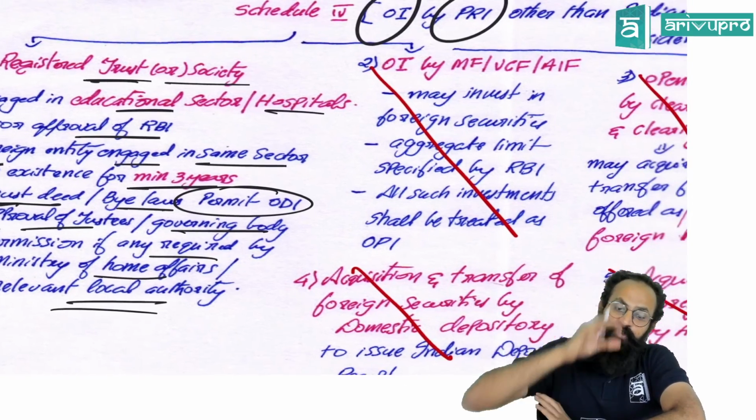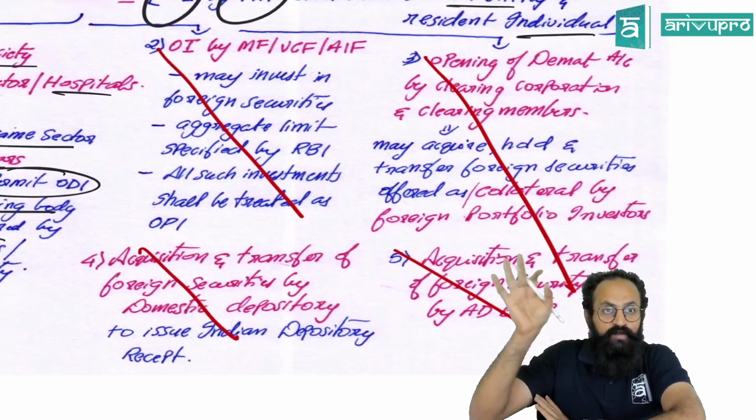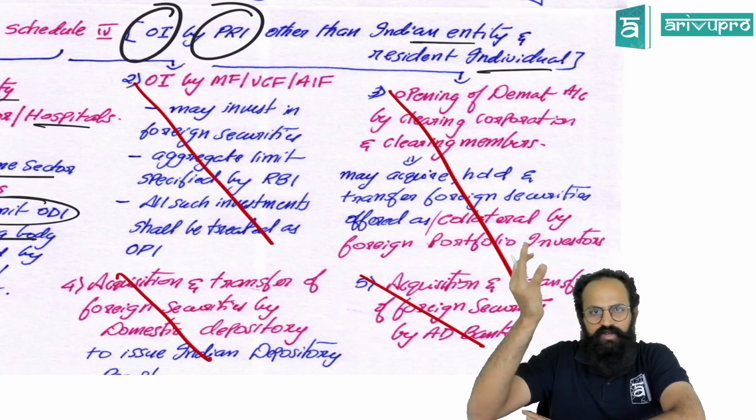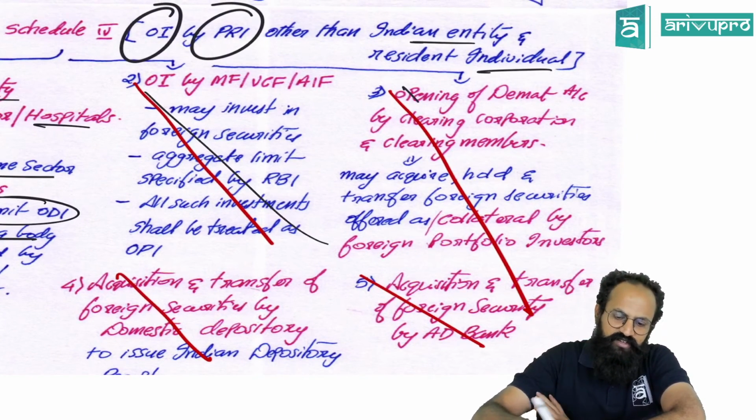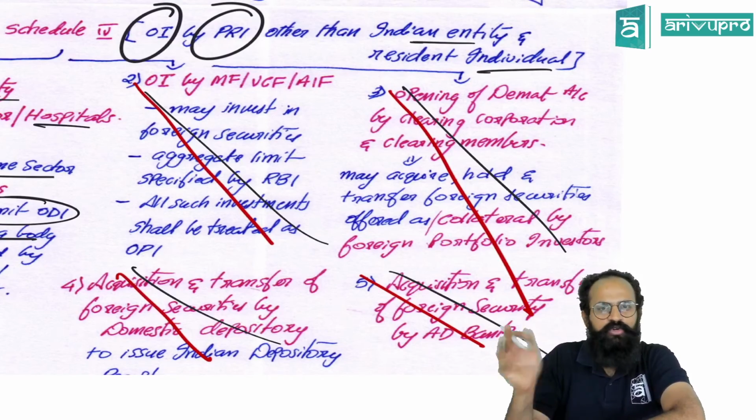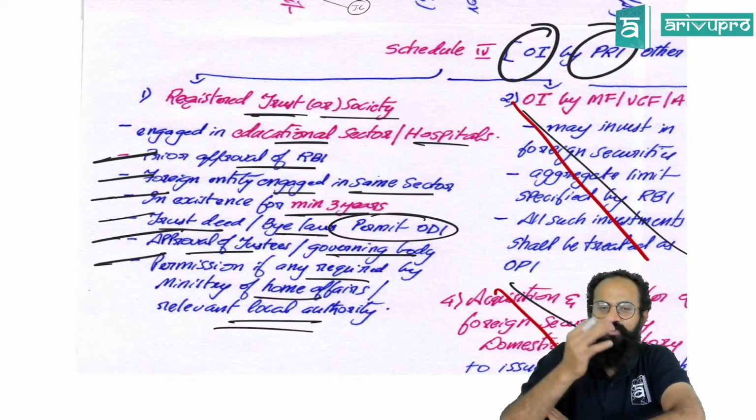Yes, sir. So if you take the complete provision, people, all of this is there in the Bare Act. Now, in your syllabus, they have not given all these things. So do not worry, just focus on this. That's all. Now, this is Schedule 4.